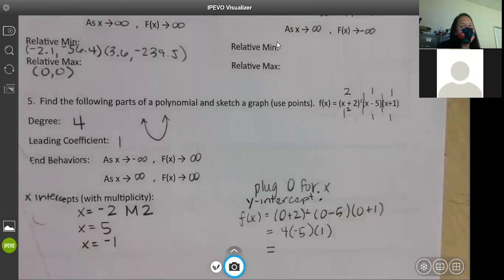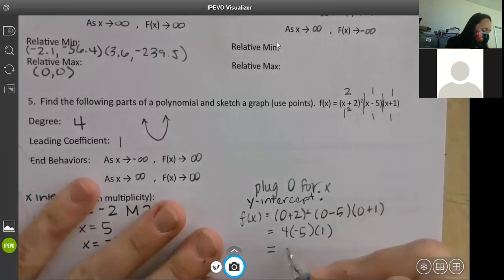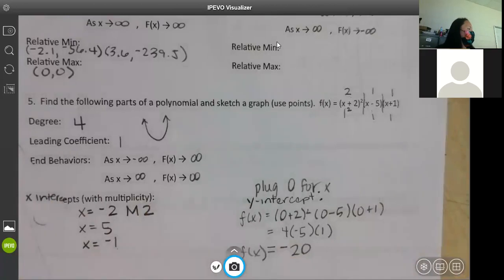Just kidding. 4 times negative 5 times 1. So your y-intercept is negative 20. If you put y there instead of f of x, that's fine. Any questions on finding those parts? Everybody okay? If it's factored, the x-intercepts are really easy. If it's not factored, we're going to factor some in a minute to find them, okay?